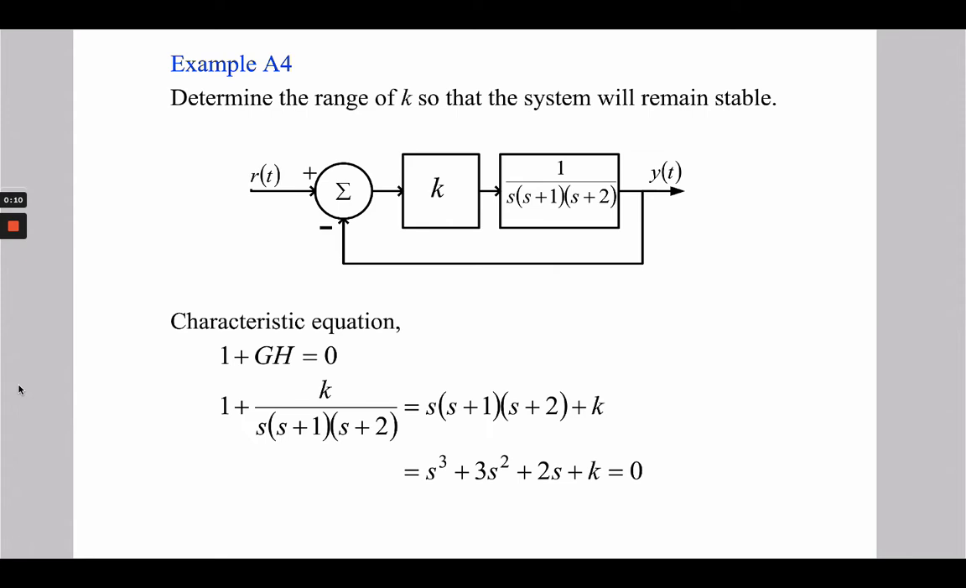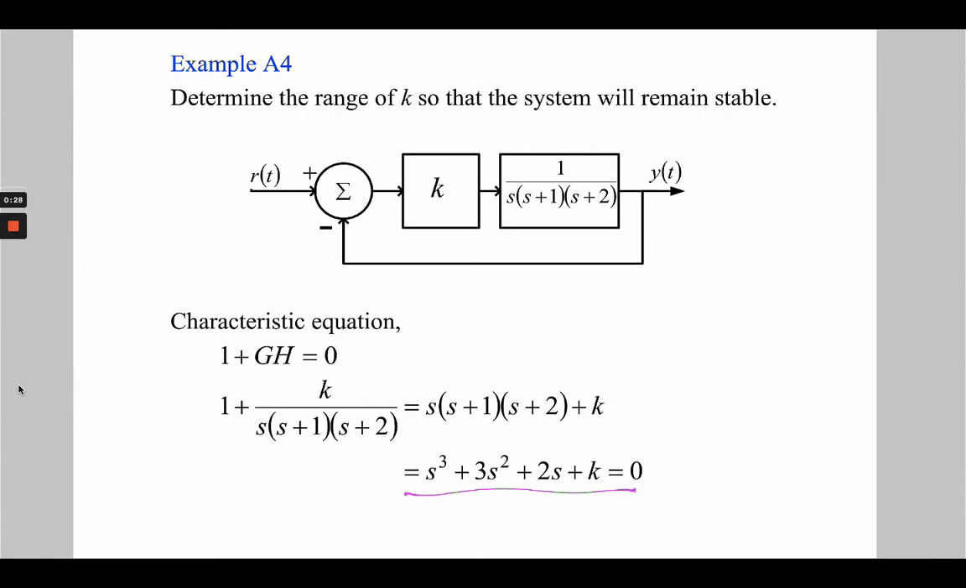In this video, I'm going to explain example A4, where we want to find the oscillation frequency of the system at the boundary condition, where the system is marginally stable. Given the diagram here, we can find the characteristic equation as given in the polynomial here.